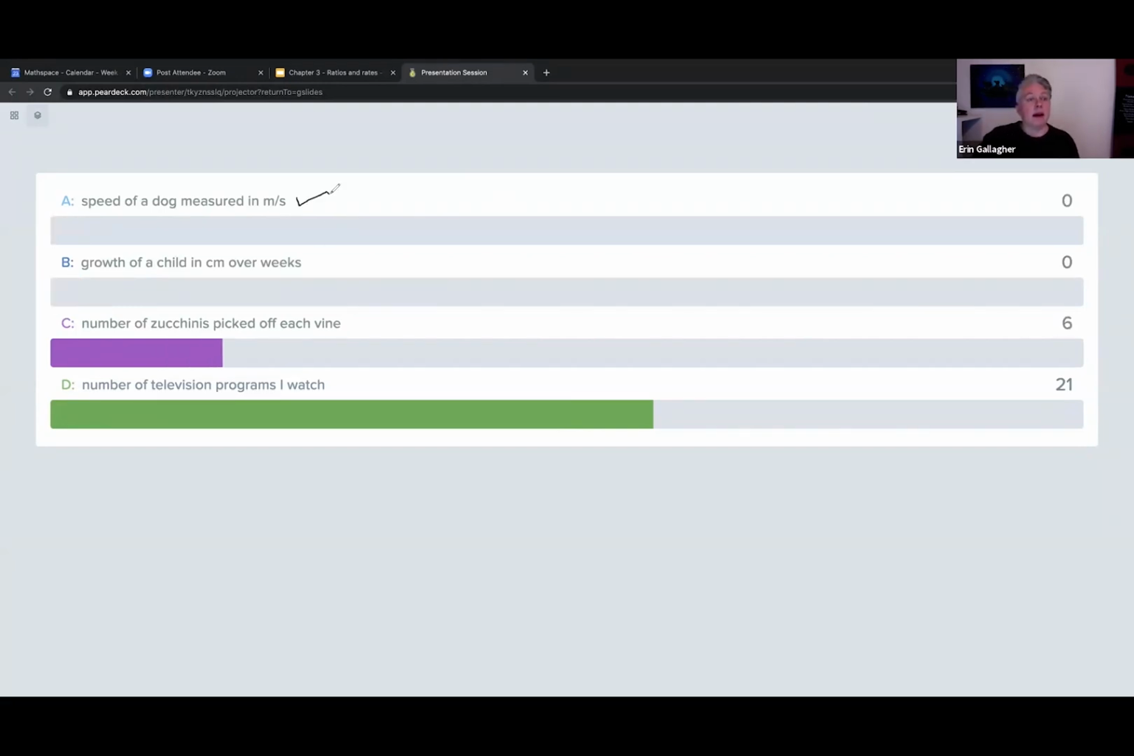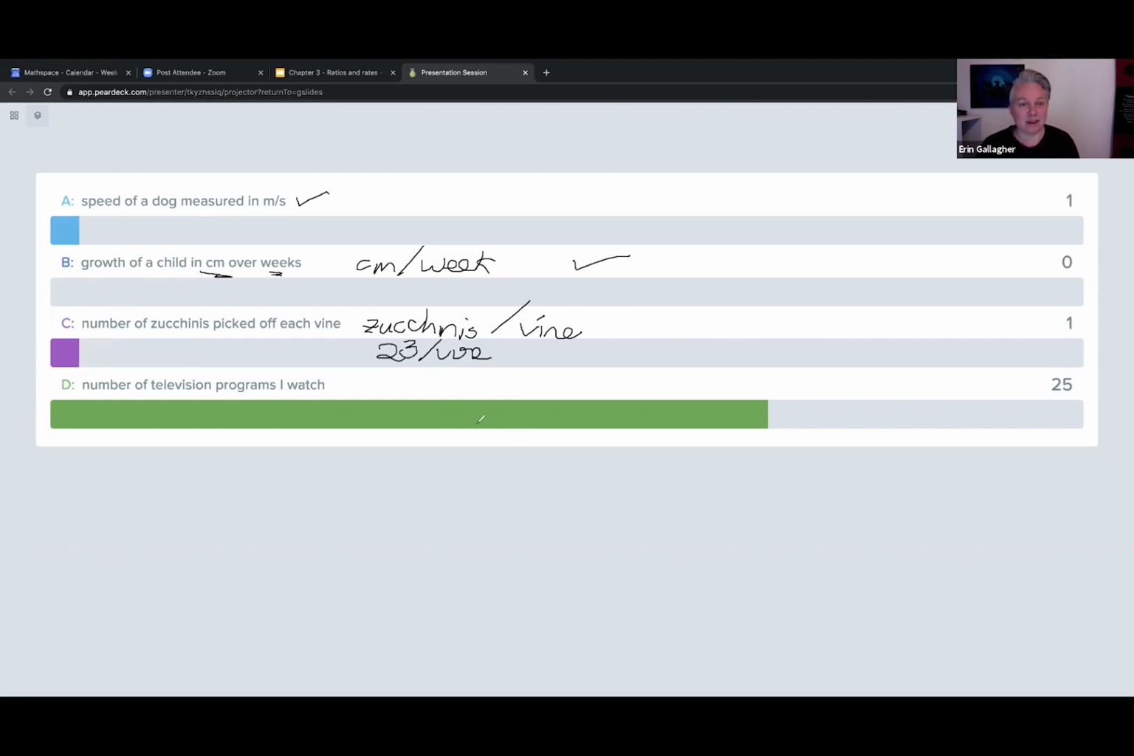That one is. The growth of a child in centimetres over weeks. Centimetres, look a bit like this, centimetres per week. And so, yep, that one is a rate. That one's okay. Okay, the number of zucchinis picked off each vine. Sounds a bit weird, but actually we can write that as a rate. It would be zucchinis per vine. So that would be okay. Maybe I can measure that as a rate of 3 per vine. Maybe I get 23 per vine, which is about what I had this year. So that one is actually a rate.